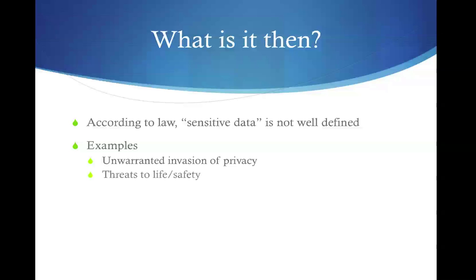Data that would present a threat to life or safety if we released it. This is another case where there's some guidance given by the state. For example, we're not to make building floor plans available publicly. But in other cases, we need to exercise judgment before releasing data that might fit this category.